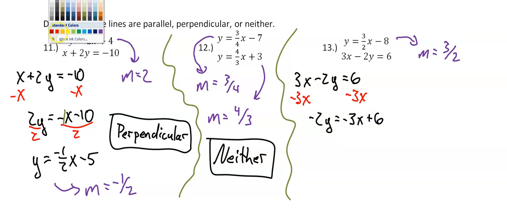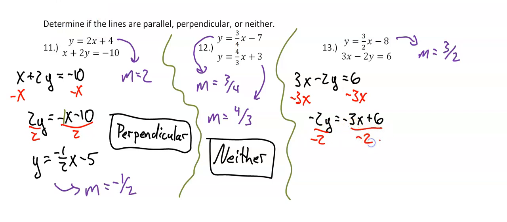And now I have to divide each side by this negative 2. And once again, this is my distributive property as I go through this. So it's negative 3 divided by negative 2. Negative divided by negative is a positive. 3 over 2 is 3 over 2. And then here, 6 divided by negative 2 is a negative 3.